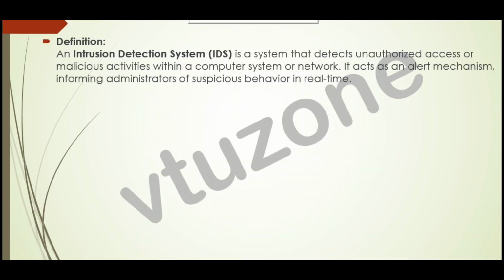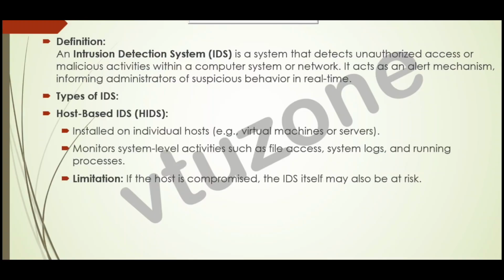Next is, an IDS is like a security guard for our computer network. It constantly watches for unauthorized access or malicious behavior and alerts the admin in real time. Then types of IDS. So first one is a host based IDS. See, this one is installed directly on a device or a virtual machine. It watches over files, logs, and running processes. But if the machine itself gets hacked, the IDS might get affected too.